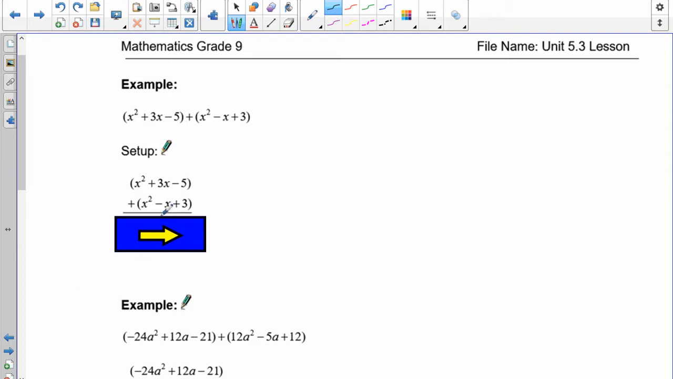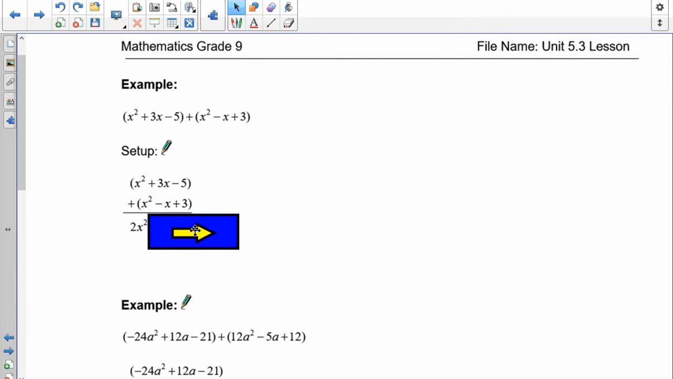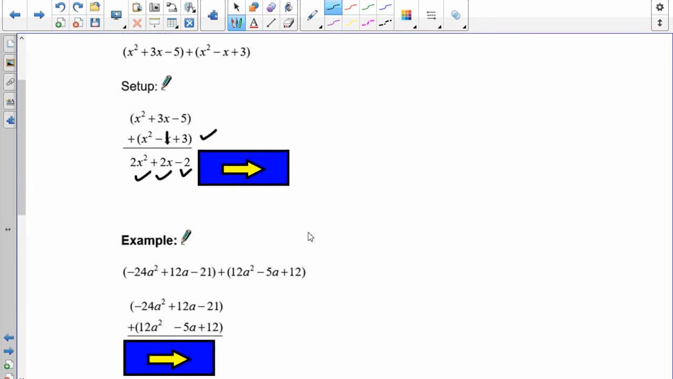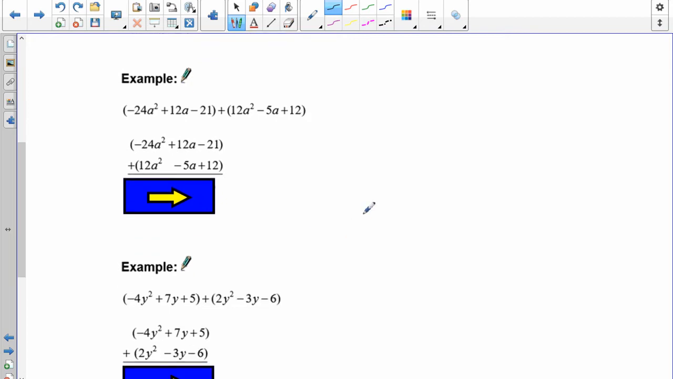All right, now, x squared and an x squared, that gives me 2 of them, so I have 2x squareds. This is a negative 1, remember that's a 1 there. So positive 3 and negative 1 gives you a positive 2, so I have plus 2x. Negative 5 and positive 3 leaves me with negative 2 left over. So marking this: set up, mark, mark, mark. All right, pause the recording and try this one.